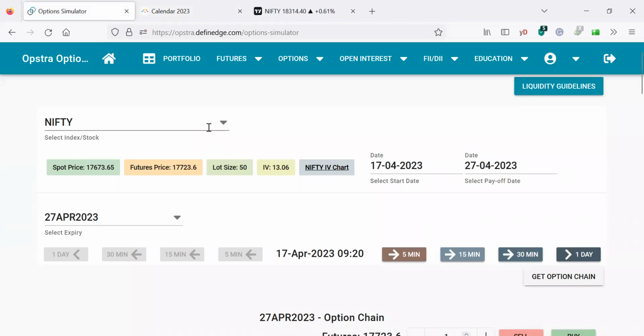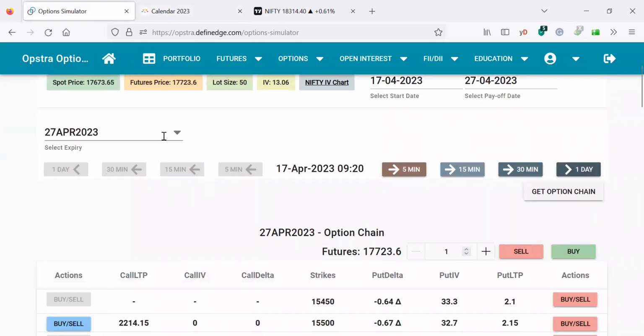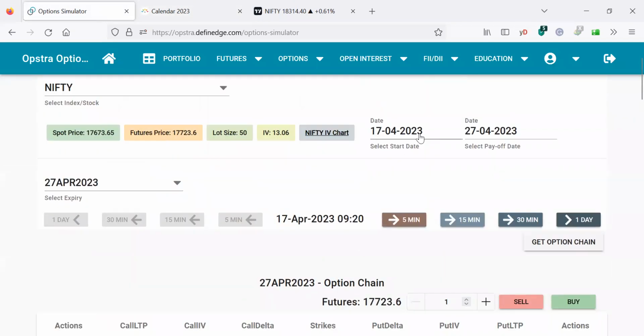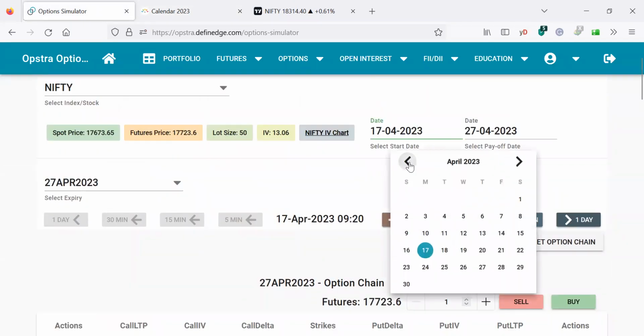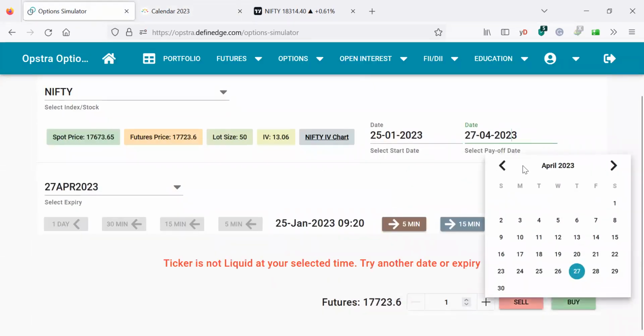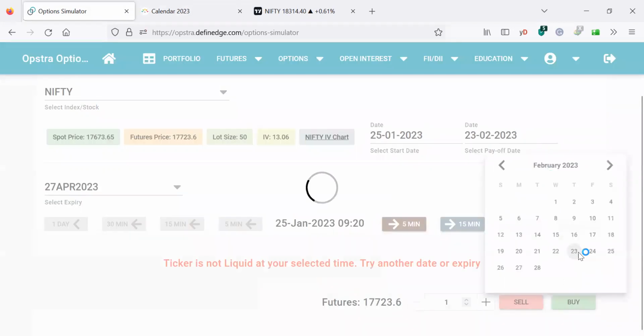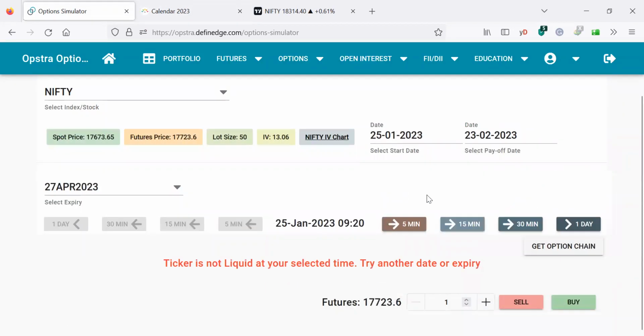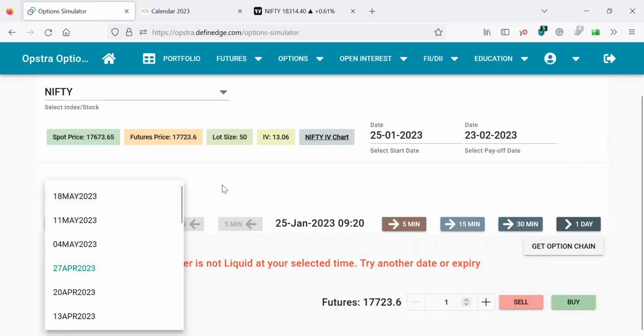We are working with the Nifty right now for the example. The starting date that I'm going to select is 25th Jan, and the expiry that I'm going to select is February 23, because this is the last Thursday of February. We can just select it over here, February 23.